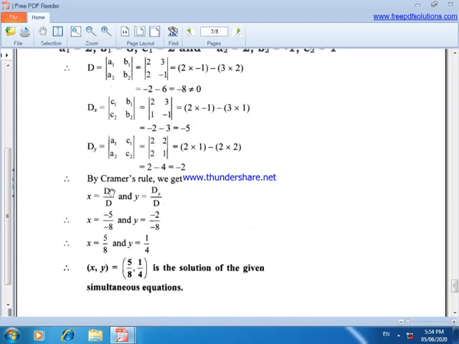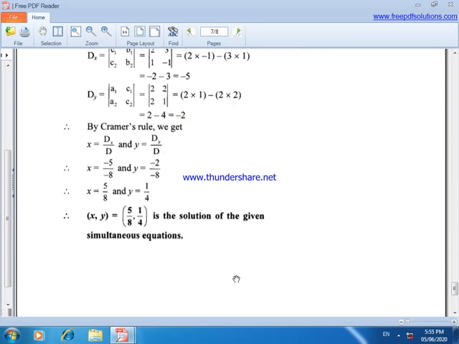So by Cramer's rule, x = Dx upon D and y = Dy upon D. So x = minus 5 upon minus 8 and y = minus 2 upon minus 8. Now 2 is divisible by 2 and 8 is also divisible by 2, so the answer in reduced form will become 1 upon 4. Minus 5 upon minus 8, minus minus gets cancelled, so 5 upon 8. And instead of minus 2 upon minus 8, minus minus gets cancelled, and 2 and 8 are divisible by 2, so it becomes 1 upon 4. So the solution is x = 5 upon 8 and y = 1 upon 4.